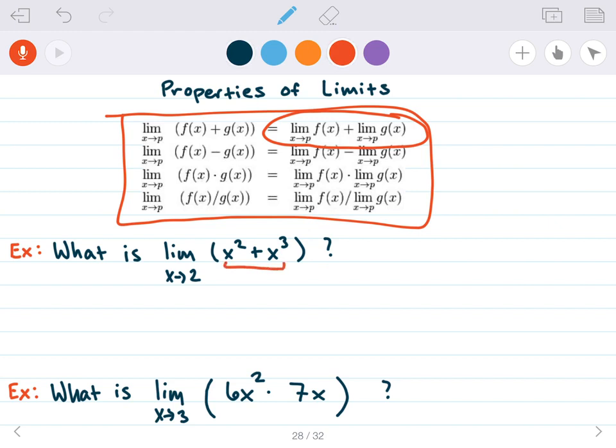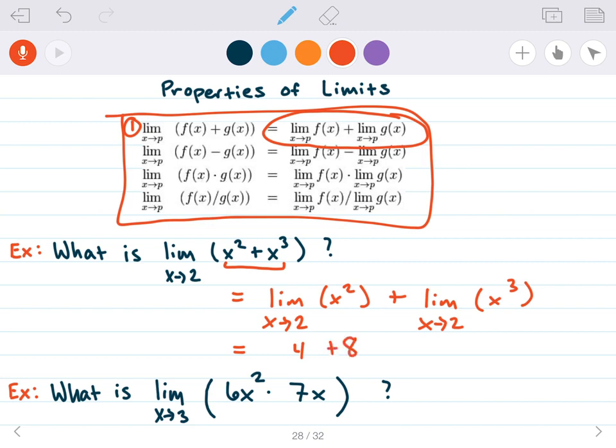And so by property number 1, this is the same thing as the limit as x goes to 2 of x squared plus the limit as x goes to 2 of x to the third. And we know since x squared and x to the third are both continuous, we can just plug in 2 to both of these to evaluate. So the first limit is going to be 4, and the second one is going to be 8. 2 cubed is 8. And so our answer is 12.